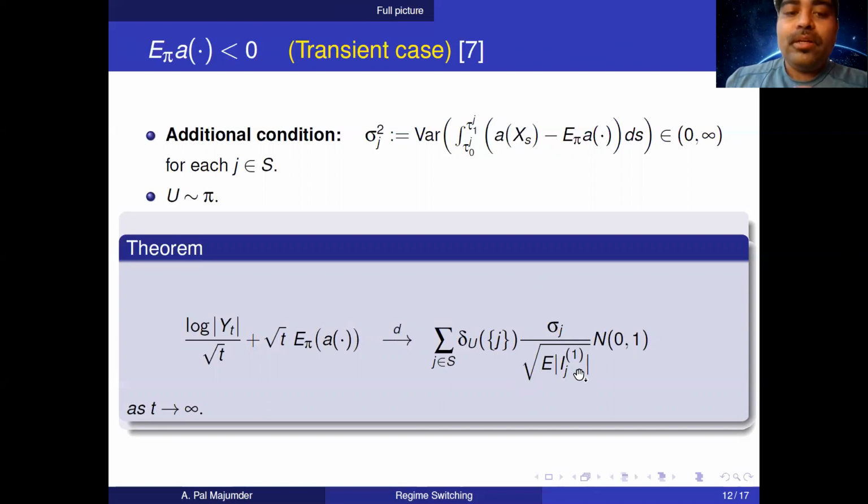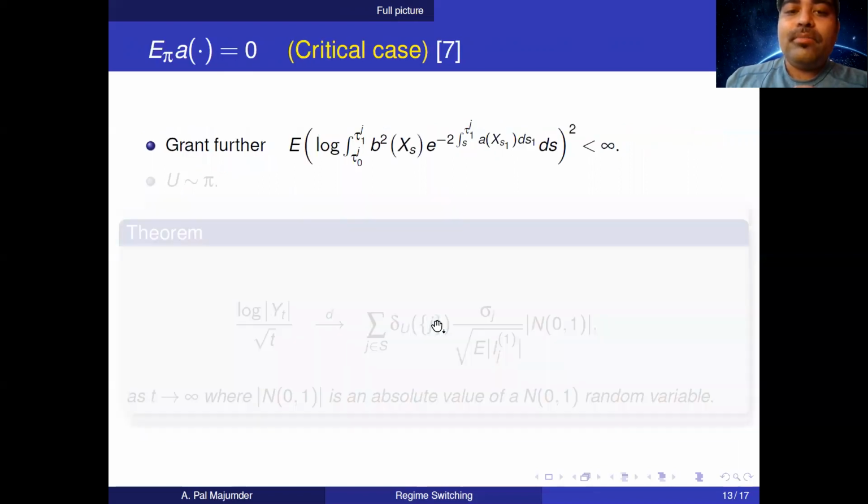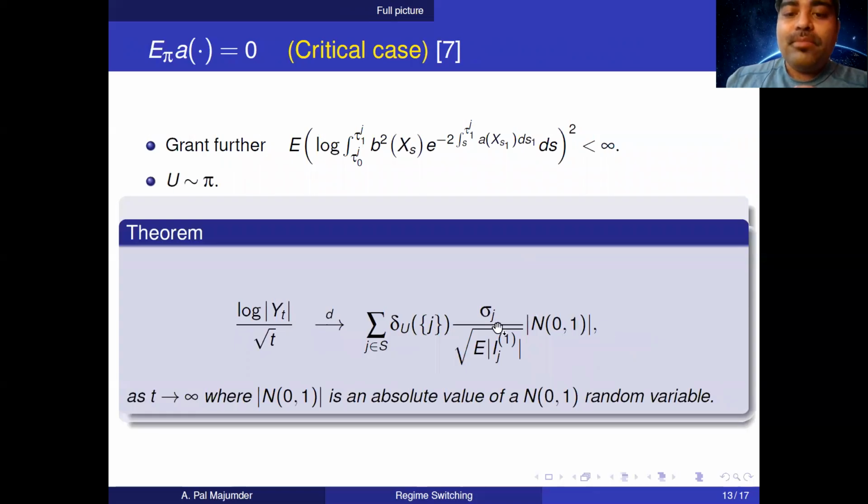Now if we look at the critical case, where the expectation of log A equals 0, then obviously this term should not be there. But what happens to the right hand side? Under some integrability condition, which is very similar to the previous one, we have a similar thing, but on the right hand side we have the modulus of a normal instead of just a normal. That is a surprising result that we have found.